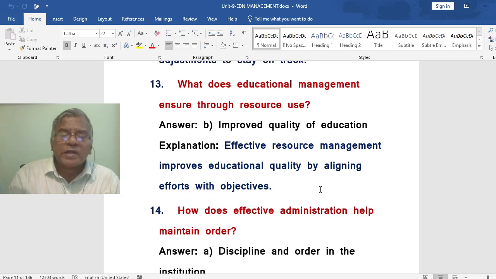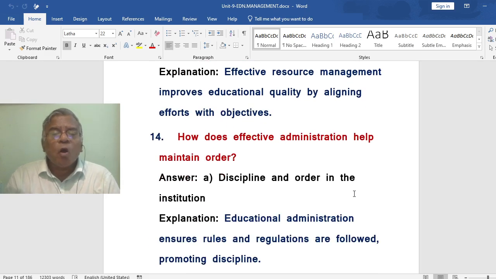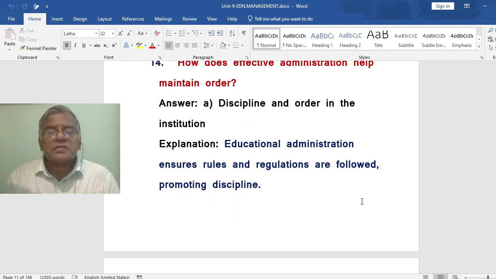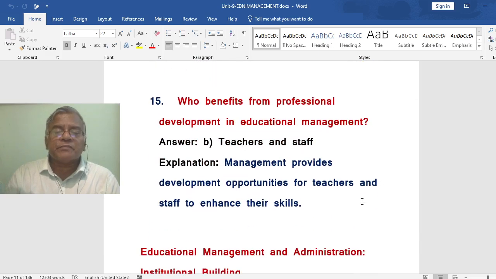Now, how does effective administration help maintain order? That is discipline and order in the institution. Effective administration helps maintain order by disciplining and ordering the institution. Educational administration ensures the rules and regulations are followed, promoting discipline. Who benefits from professional development in educational management? Of course, teachers and staff. Management provides development opportunities for teachers and staff to enhance their skills.